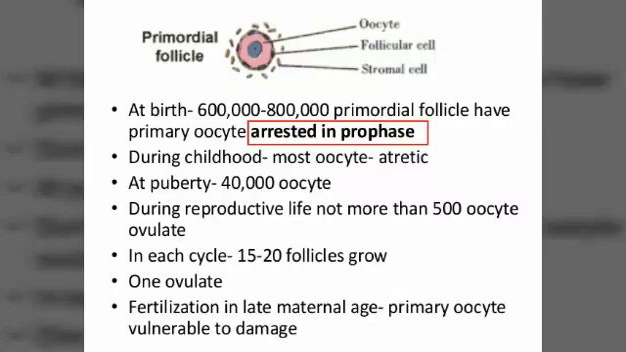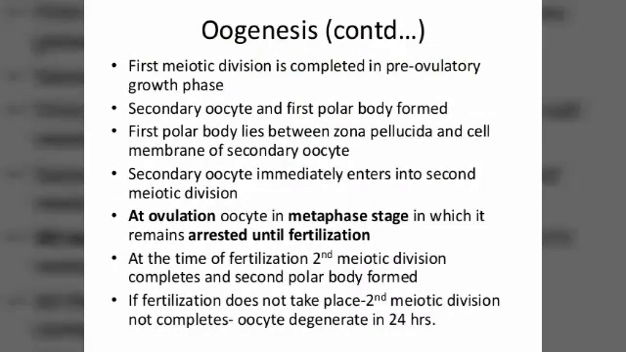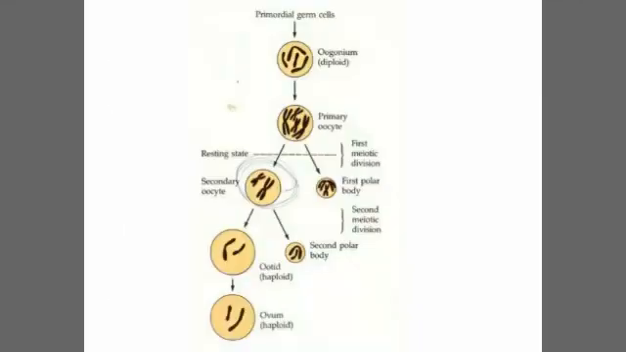So this is the process of gamete formation, gamete development, and in this process the sperm and ovum both are developed. This is the chart which represents the formation of oocytes. Here is the primordial follicle in which the oocytes are developed. At birth, approximately 6 million to 8 million primordial cells are present in a child.